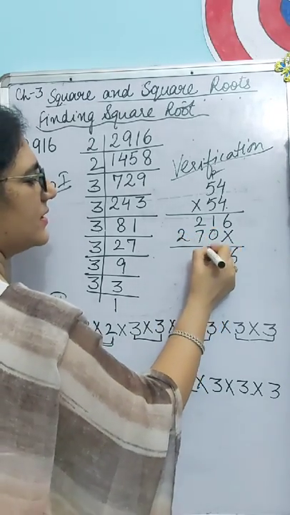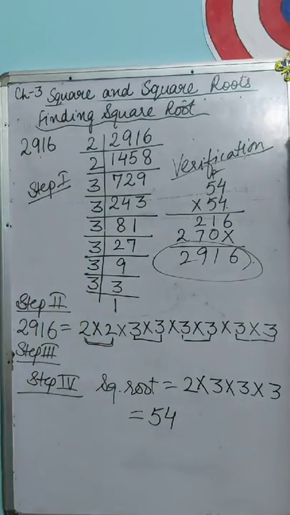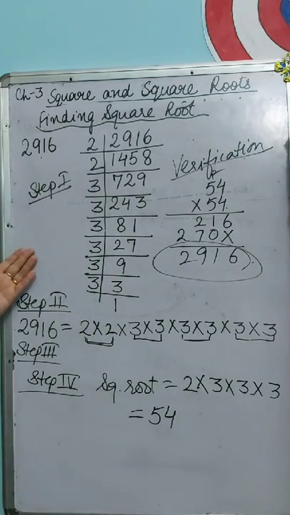Add them. 6192. This is the same number which we did the prime factorization of. So hence this is the method for prime factorization of a number to find out the square root.